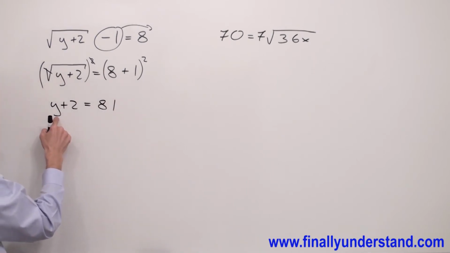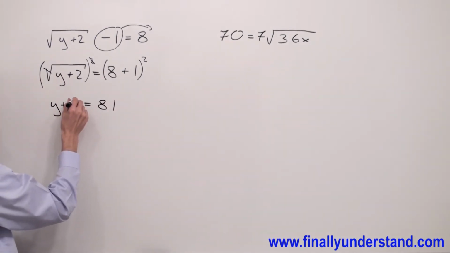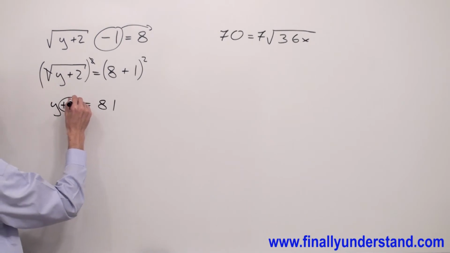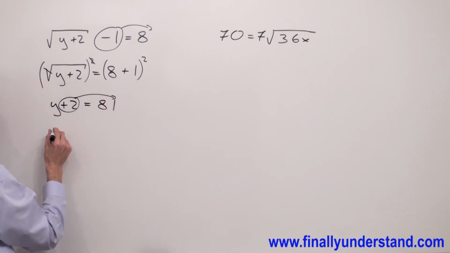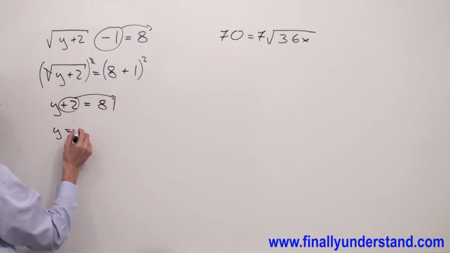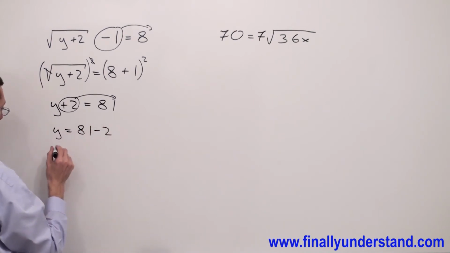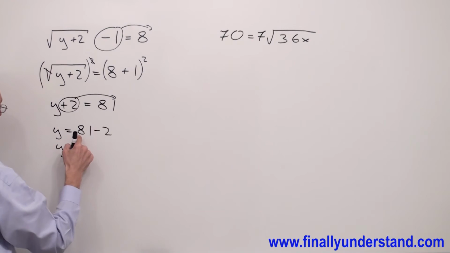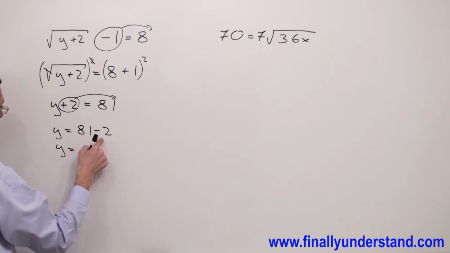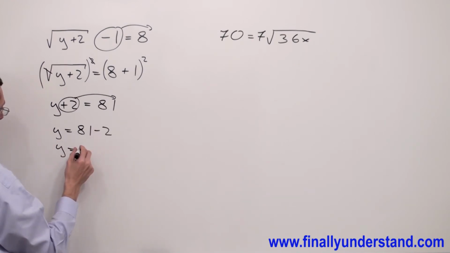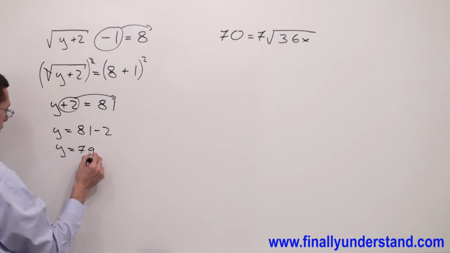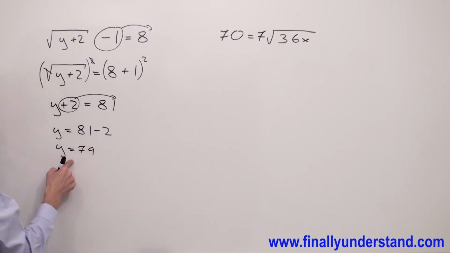Because I'm looking for y, I have to move my positive 2 to the other side. That's why I have y equals 81 minus 2. So this is y equals 81 minus 2, which is equal to 79. Let's check if this is the correct answer.